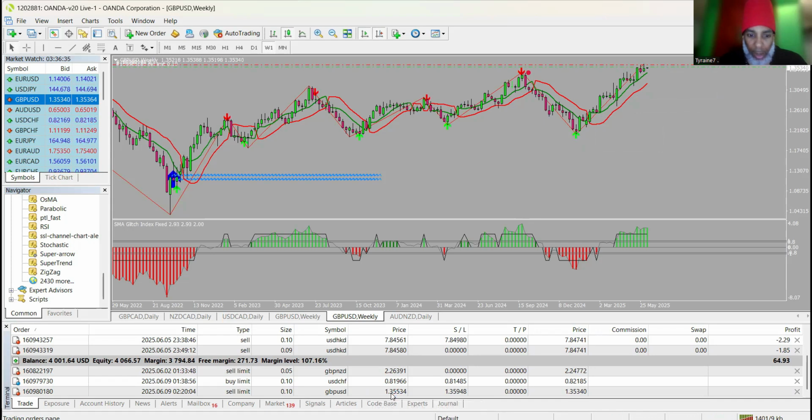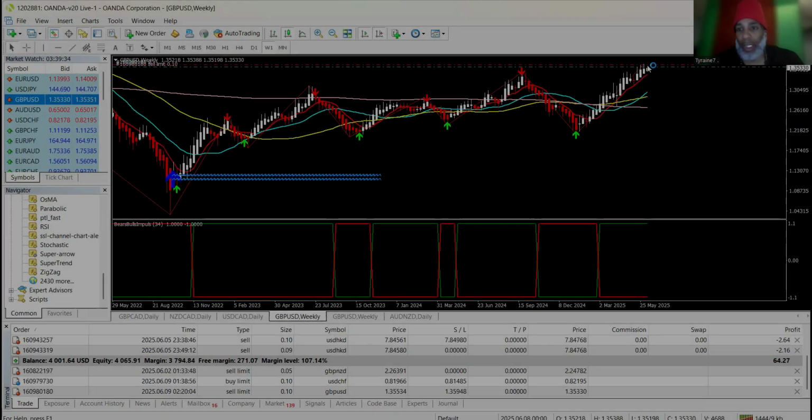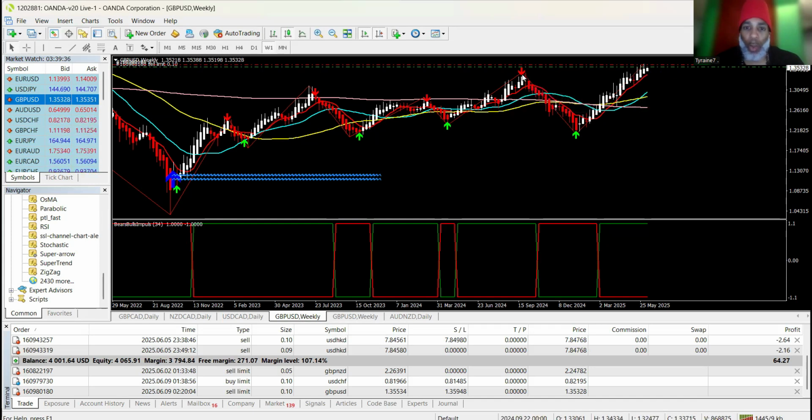I'm looking to sell at 1.35534. So guys, at some point this is going to turn around, but we are waiting for an arrow to signal our sell, and we have not gotten that yet. So that's why I'm not selling. I'm setting a sell limit because I do believe it's not going to go past the previous high. I just don't believe it. But again, we've got to watch it and see.